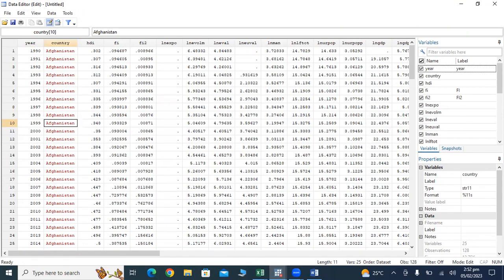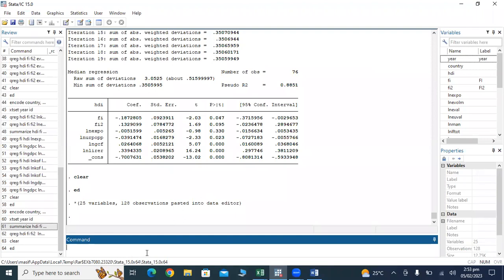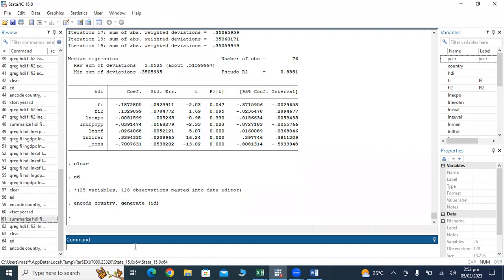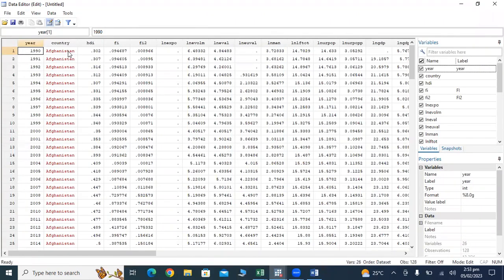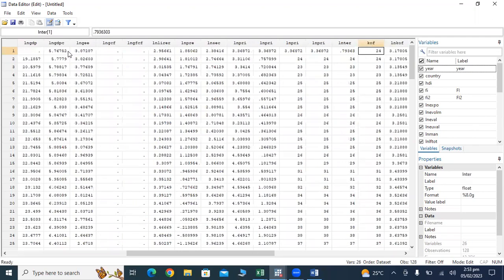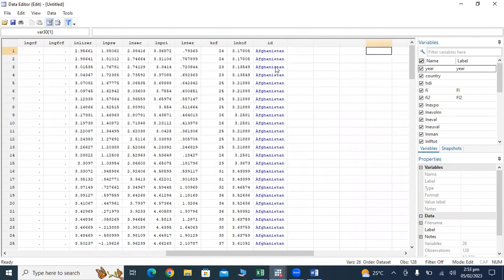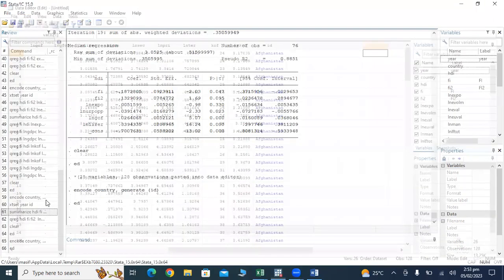Just close this window and type in the command box: encode country, generate ID. We name the new variable ID, and then open it. This is what we have generated. This ID is now not red; it's blue. Just remove the old country column.